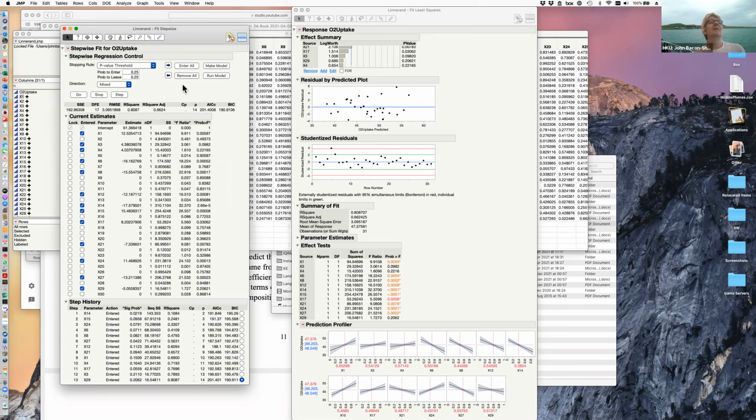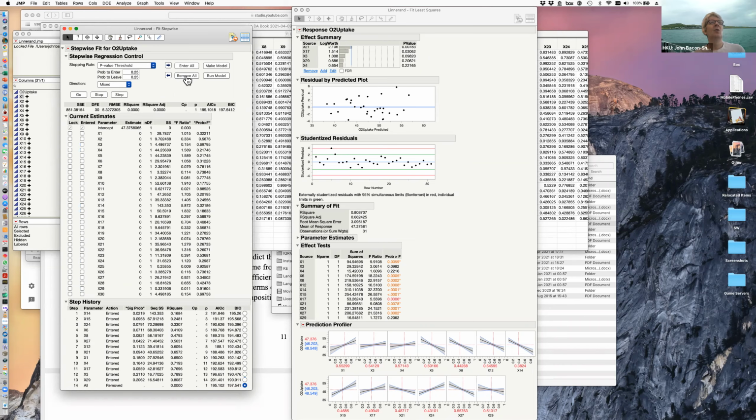In fact, if we go back to the beginning, if we say remove all, we can now try, you might say, well, those p-values were ridiculous. Let's change them to 5%.